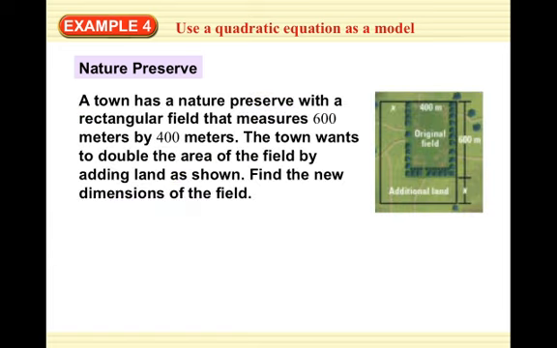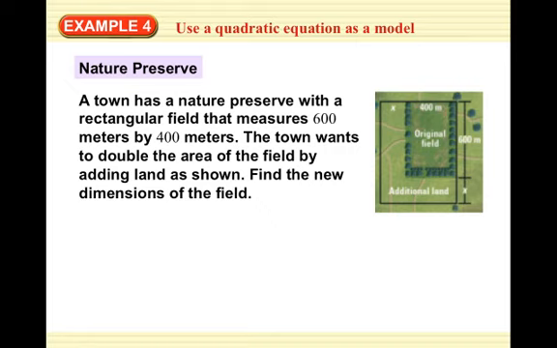Okay, so let's look at this nature preserve problem. A town has a nature preserve with a rectangular field that measures 600 by 400 meters. The town wants to double the area of the field by adding land as shown. So they're going to add x meters to each dimension, and they want to double the area. Find the dimensions of the new field.